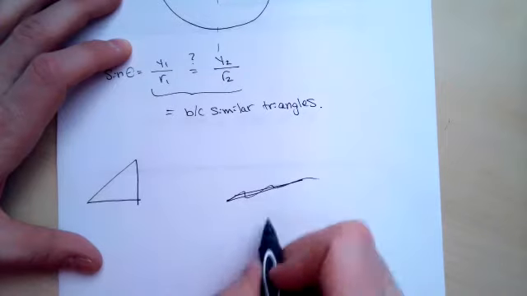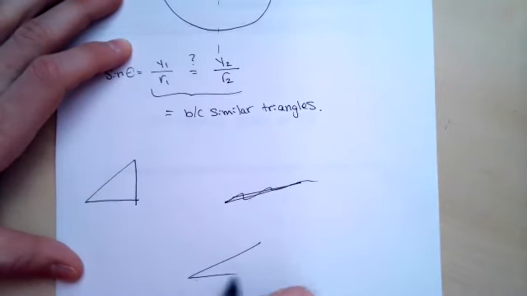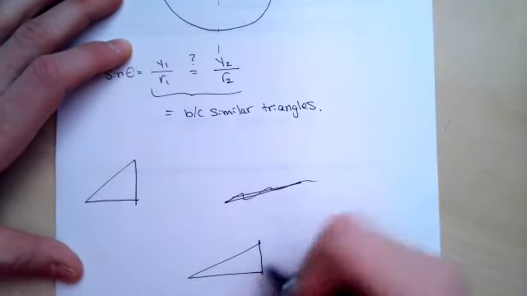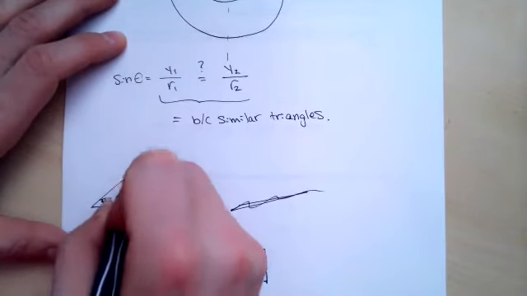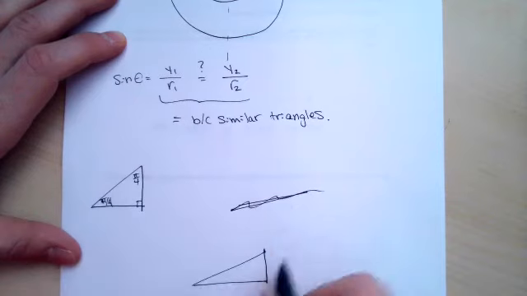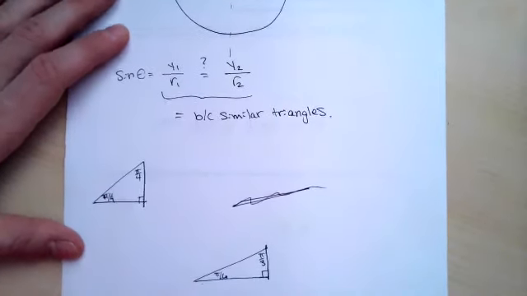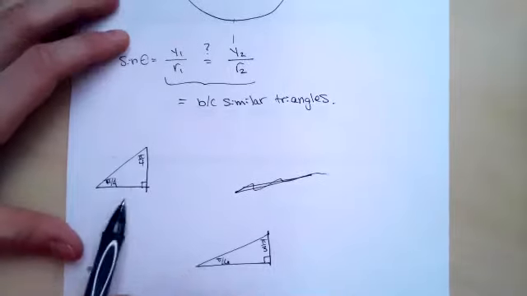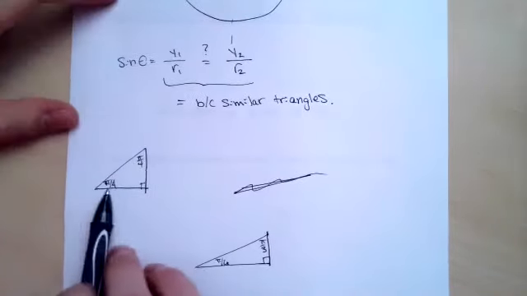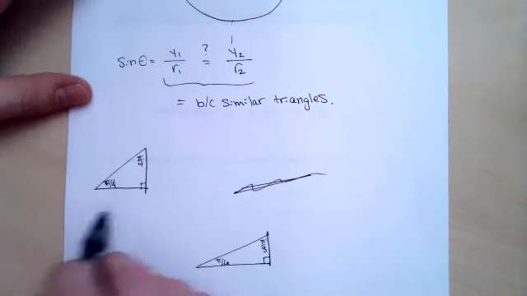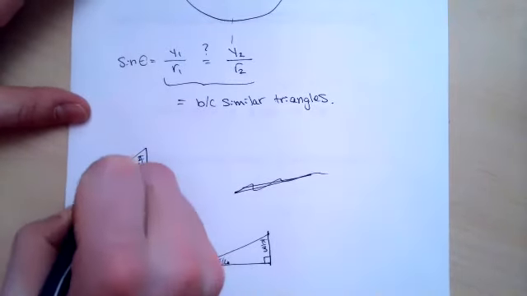Let me redraw this one. So there's 45, 45, 90. In other words, pi over 4, pi over 4, and 90. And then 30, 60, 90: pi over 6, pi over 3, pi over 2. And what are the ratios? We don't have to get into the specifics of how big the triangle is. We just need the relative sizes. So for pi over 4, pi over 4, 90, what you've got to remember is 1, 1, square root of 2.